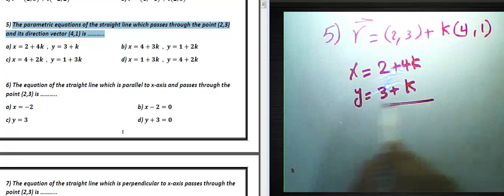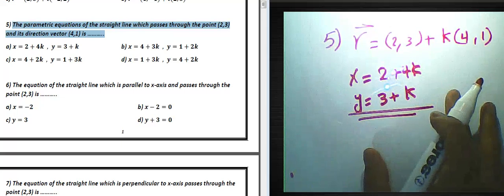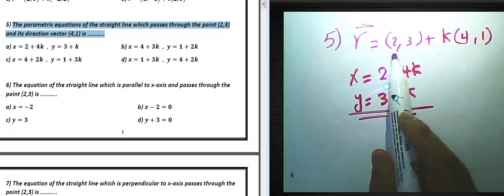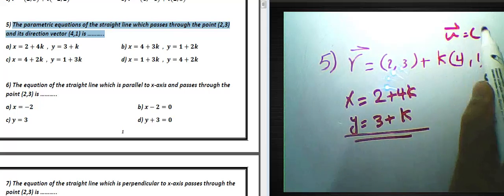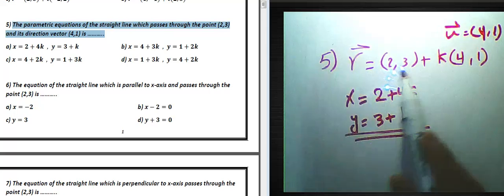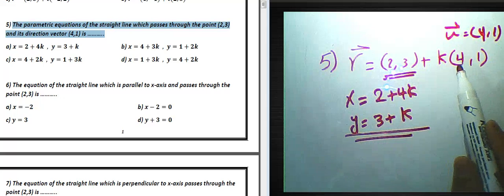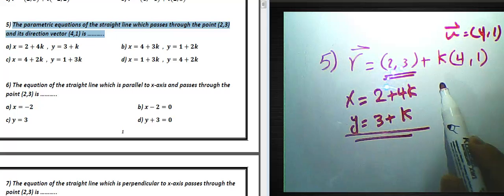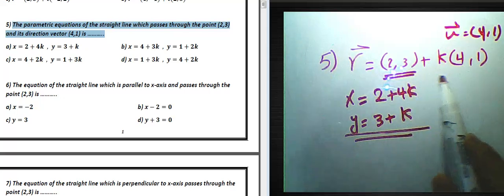Okay, he asked about the parametric equation. Again, he gave us in the example a straight line passing through the point (2, 3) and its direction vector, meaning vector u equal (4, 1). Then you can write the vector r equal (2, 3), the point, plus the constant k multiplied by the direction vector u, and the parametric equation will be x equal 2 plus 4k and y equal 3 plus 1k.